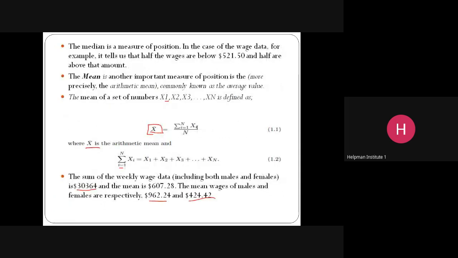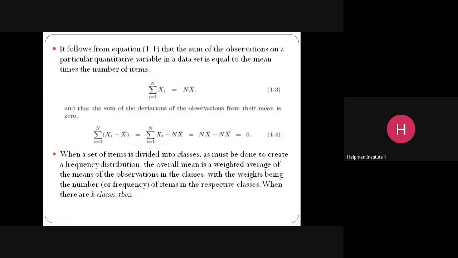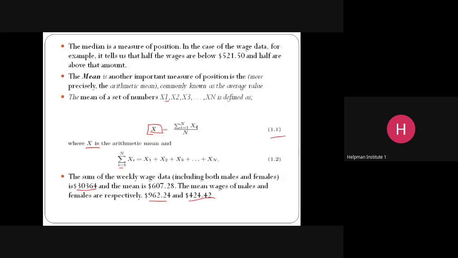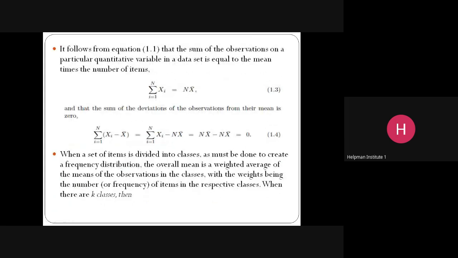Now it follows from equation 1. Here we see our equation 1, and then these are equation 2. And from equation 1, we see that the sum of the observations on a particular quantitative variable in the data set is equal to the mean times the number of items. So mathematically, what we did here was to cross multiply. If we cross multiply the mean here with n, and this with 1 here, we will discover that the sum of all the observations is equal to the mean times the number of items, as we can observe here.